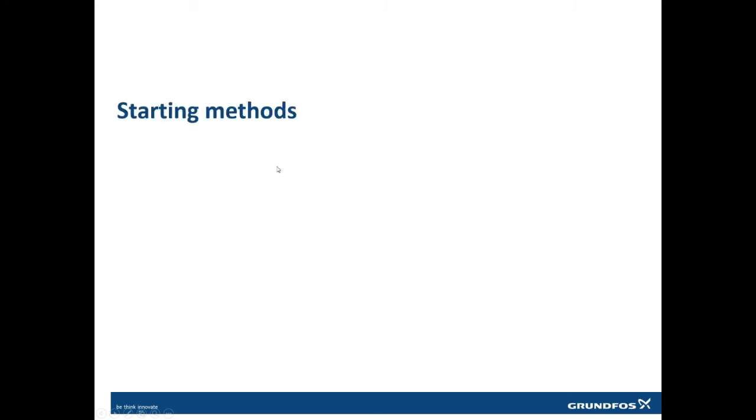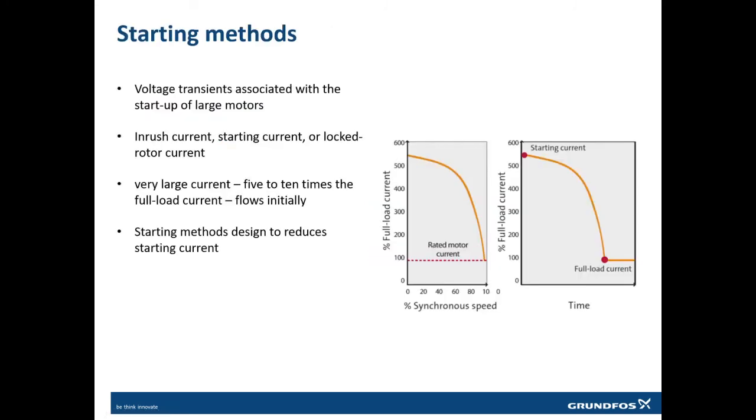To reduce this, we have something called starting methods. Starting methods help us to reduce the starting current from somewhere around 500 to 600% down to 100 to 200 to 300%, or sometimes even below 100%. So there are a few ways which can help us to do that.